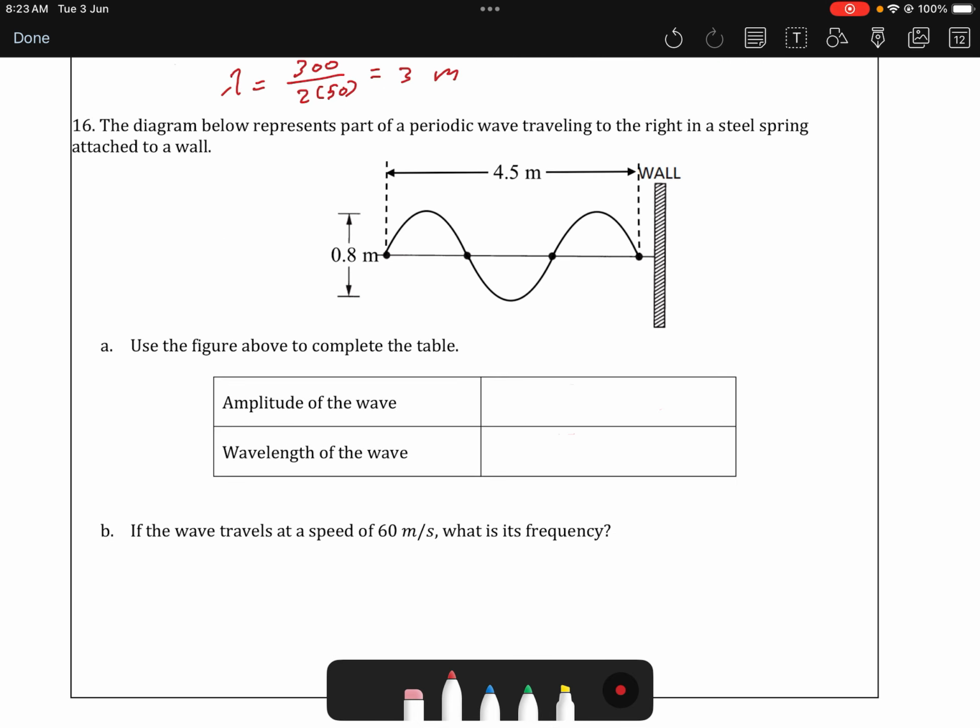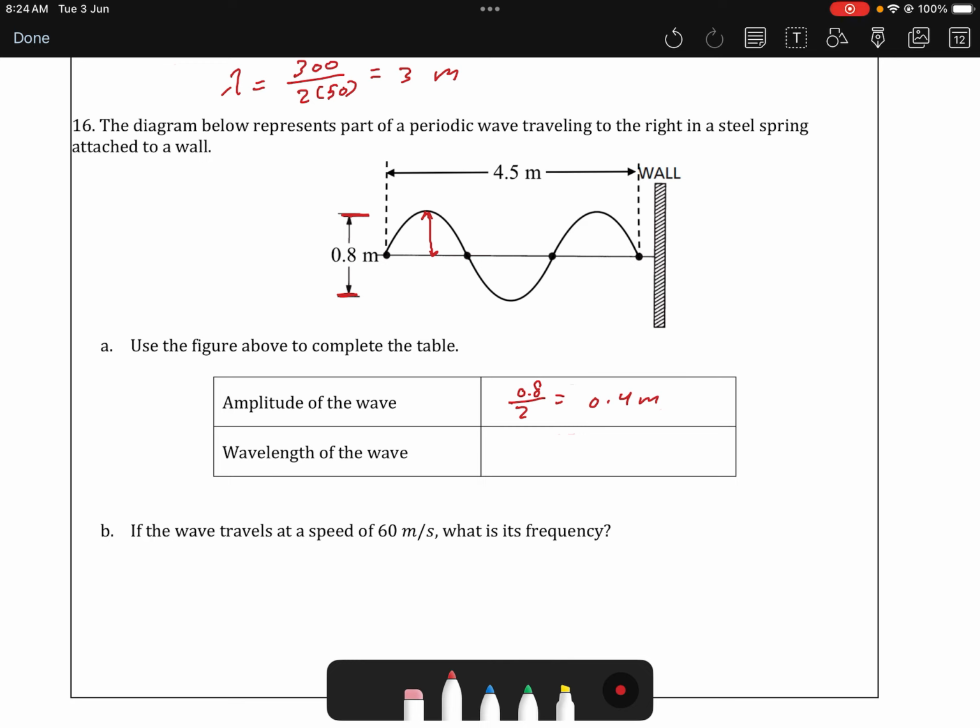Next question, number 16. Read the question, please. The amplitude of the wave is 0.4 meter. How did we find that? Since the distance between these 2 points is 0.8, the amplitude is half this distance, or half this length. That means it's 0.4 meter. So we can say it's 0.8 over 2, just to make things clear.